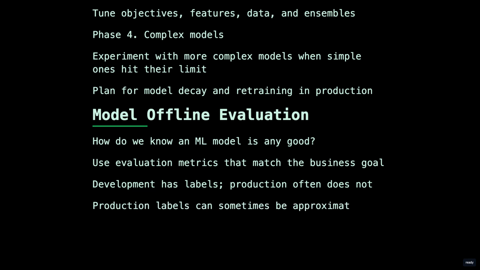Some tasks give us a partial signal from user behavior. A click on a recommendation can stand in for a useful label, but that signal is biased because clicks depend on position, visibility, and many other factors beyond true quality.